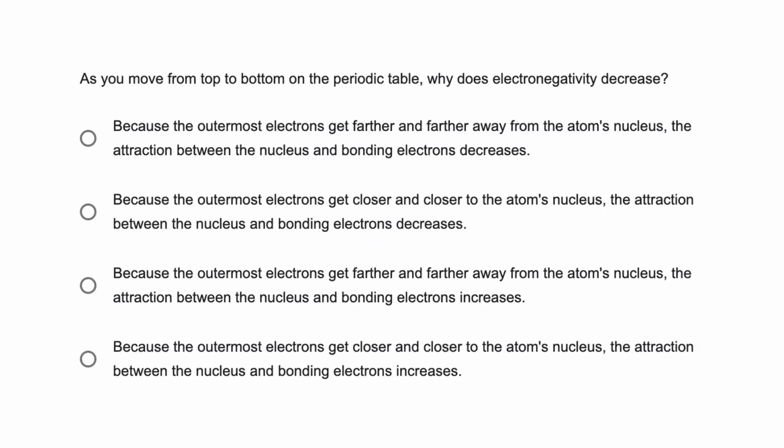And now we're going to solve the second exercise. As you move from top to bottom on the periodic table, why does electronegativity increase? Okay, now I'm going to give you some time to look at the questions. You can pause the video if you need more time, and just think about what we said about electronegativity in general, what it is, why it works like that, and something about the atomic radius that might be a little bit of a hint that will help you with the answer.